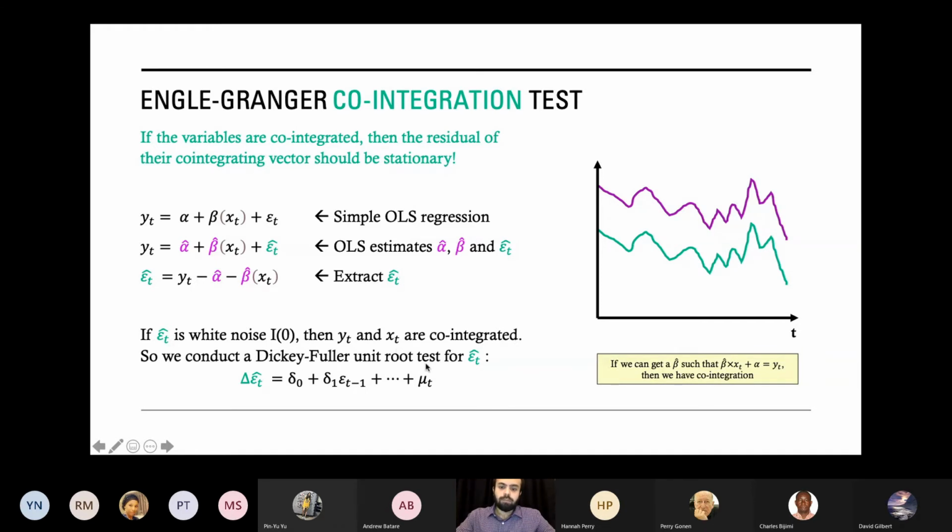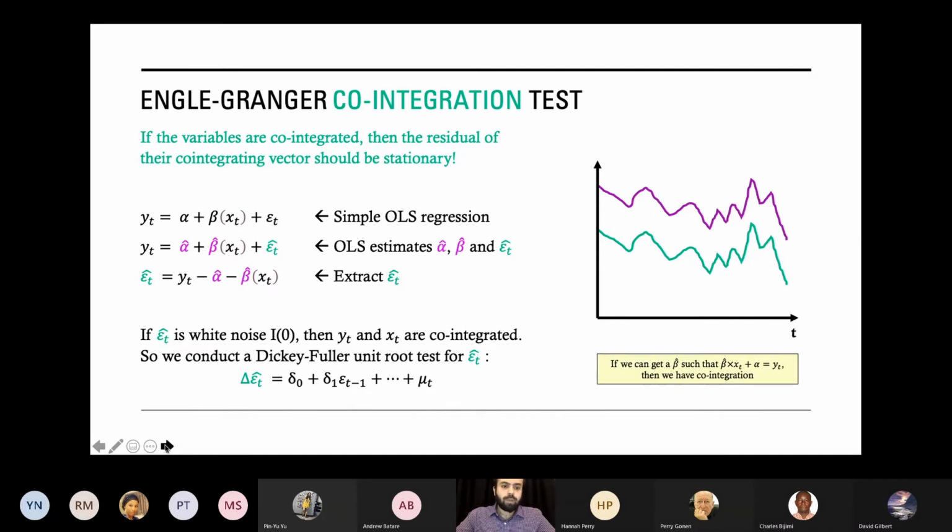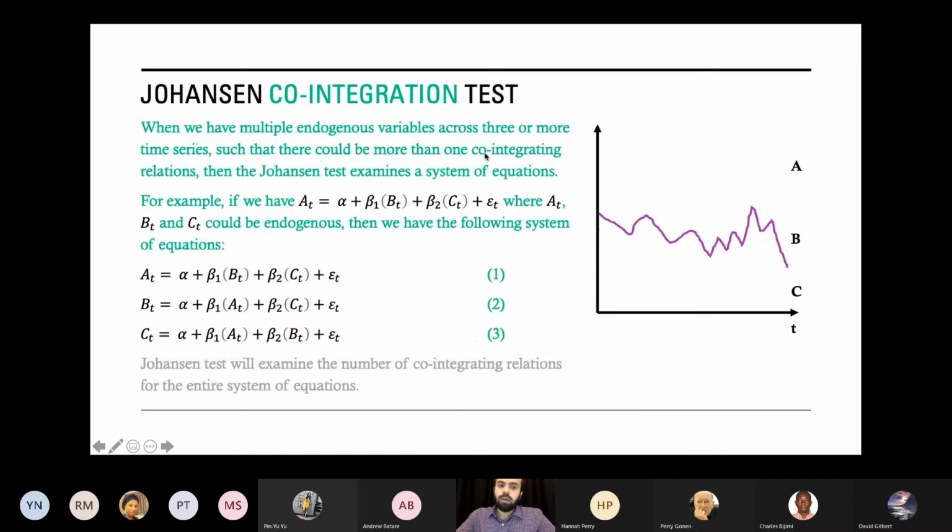So all we have to do is conduct a Dickey-Fuller unit root test, and we compare it with a specific set of critical values, which are also provided by Engle and Granger. That's one of the ways in which you can find cointegration.